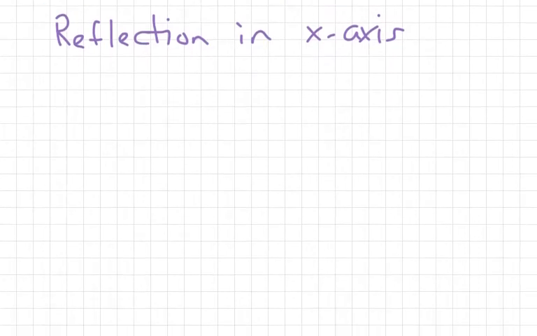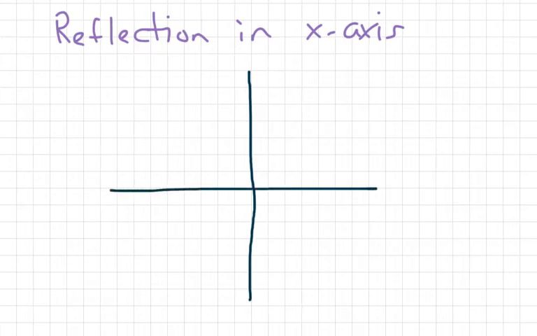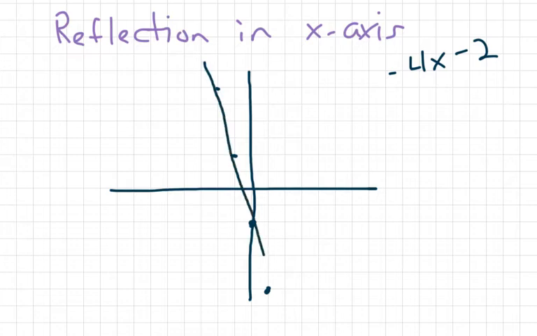So let me draw in my coordinate plane here. Got my y-axis, got my x-axis. The original function was negative 4x minus 2. So we'll start here at negative 2. Slope of negative 4 means down 4, right 1, or up 4, left 1. Up 4, left 1. So I got 4 points on my line this time. That's all right. It's a little steeper of a line.